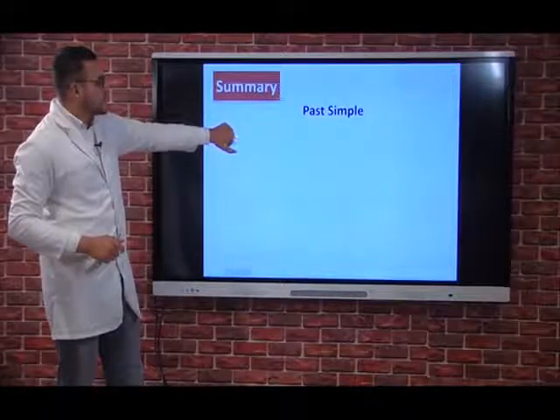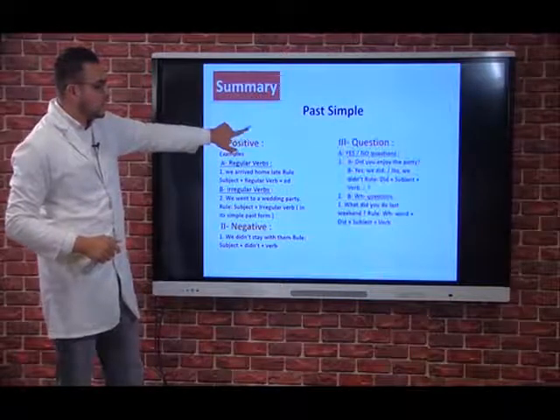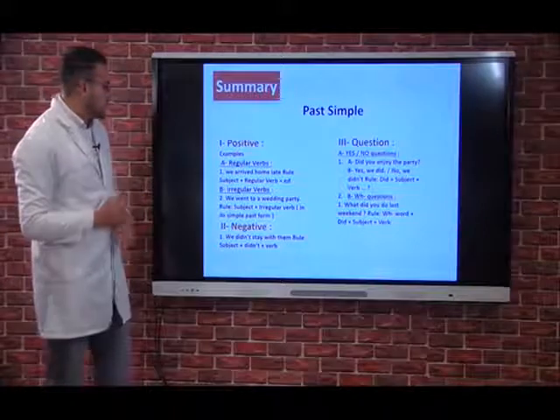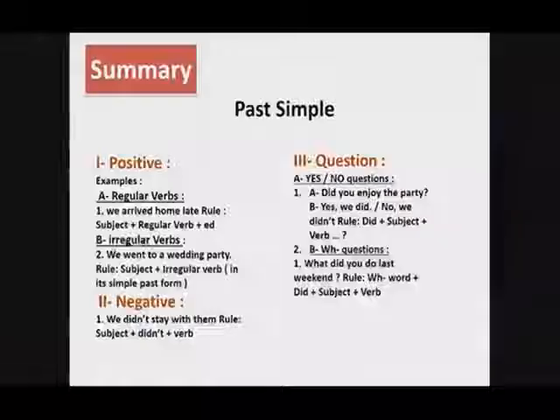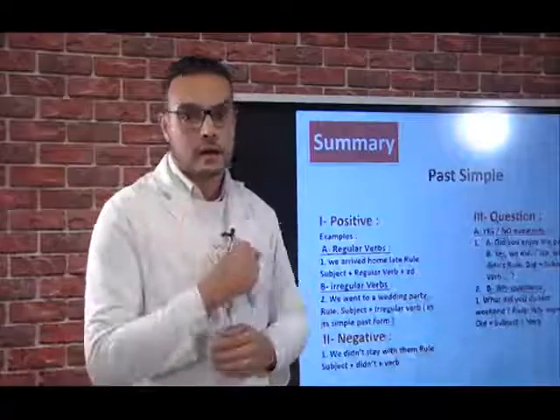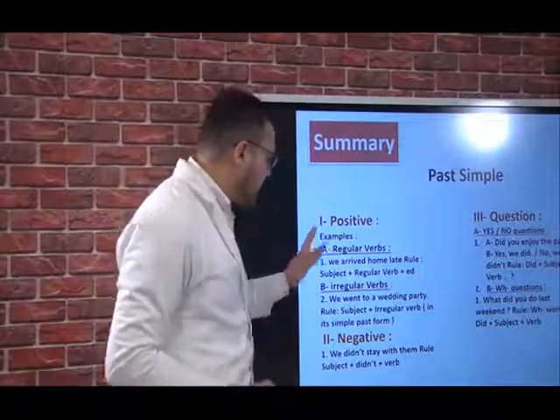So let's revise what we have seen before. Let's recapitulate here. Concerning the positive form with regular verbs, it's verb plus ed. We arrived home late. The rule is subject, regular verb plus ed. As I said, for irregular verbs you need to check the list, okay? And by the way, you need to learn this list by heart.